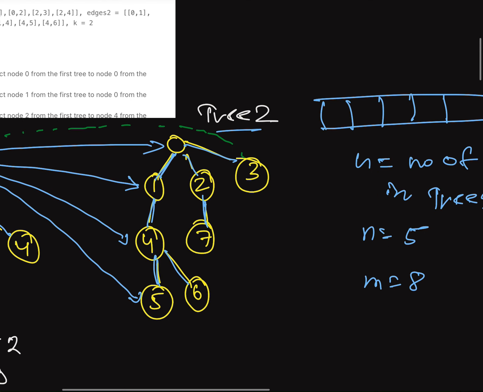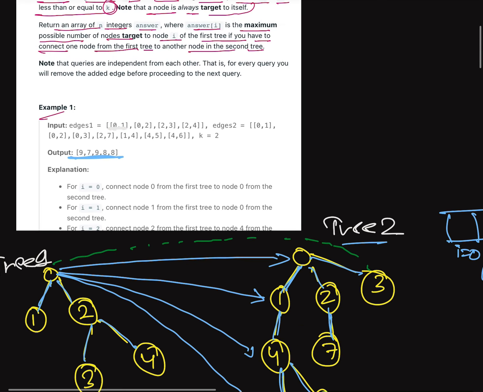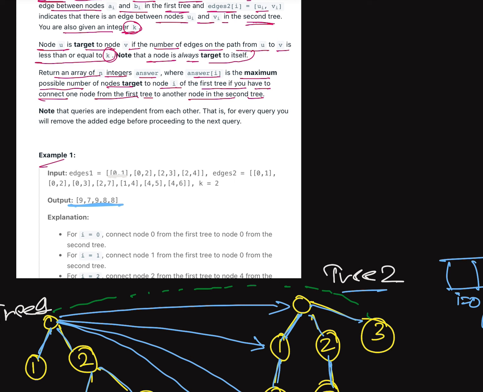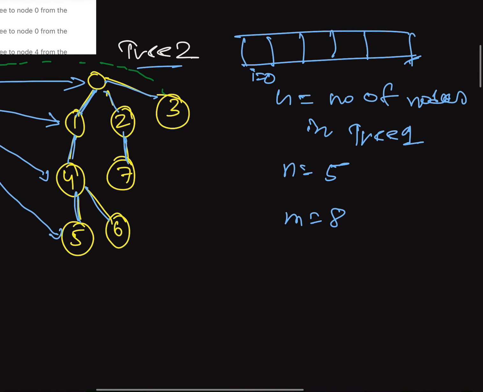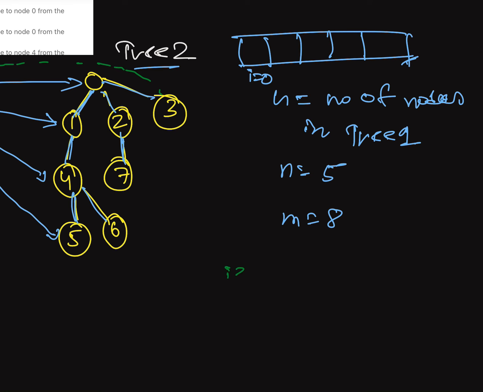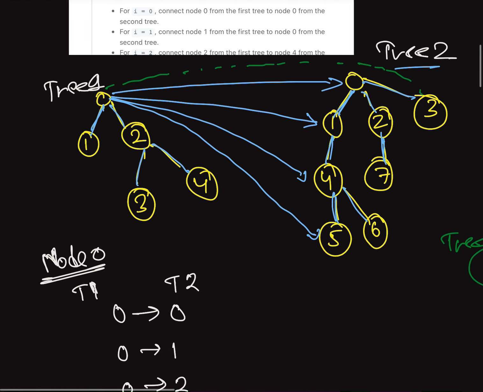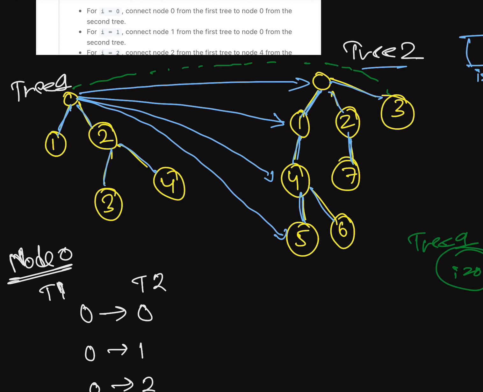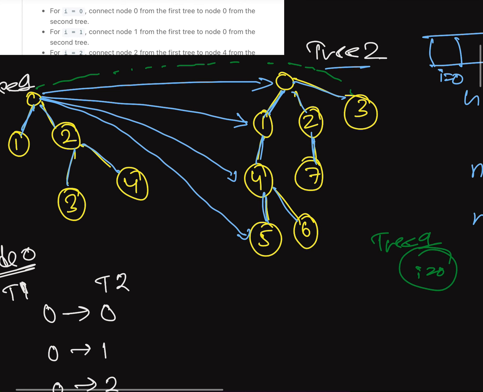Now, i equal to 0 indicates node 0 of tree 1. As mentioned, for node i we return the maximum possible number of nodes target to node i of the first tree if we connect one node from the first tree to another node in the second tree. So we have to find out, for i equal to 0, how many nodes can be targets of the current node.